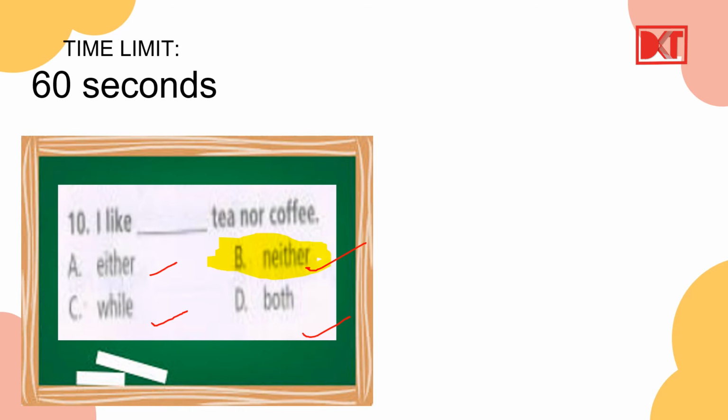What are these correlative conjunctions? We use neither in pair with nor. Alright, talking about both these things which are equally important. That this person likes neither tea, tea bhi nahi pasand and coffee bhi nahi pasand. Equally, linking these two equally important parts. Alright. Either is used with or, while is used for providing a contrast, both is used when we are agreeing with two things at the same time.